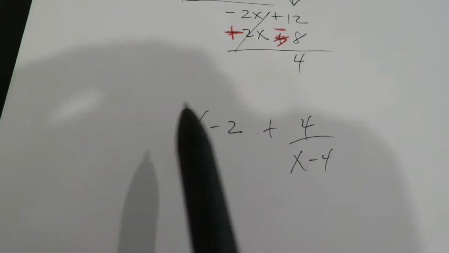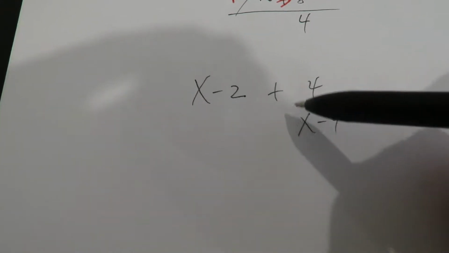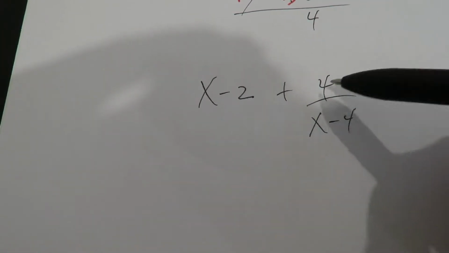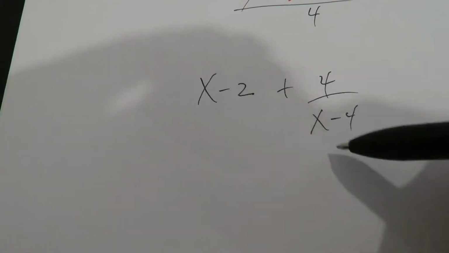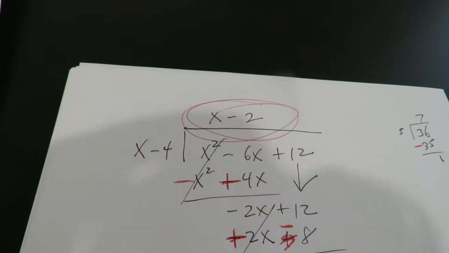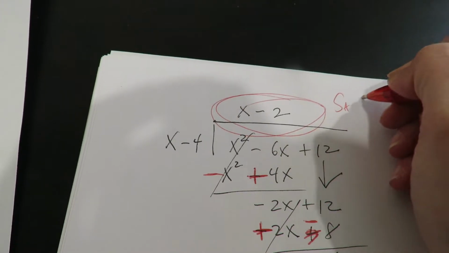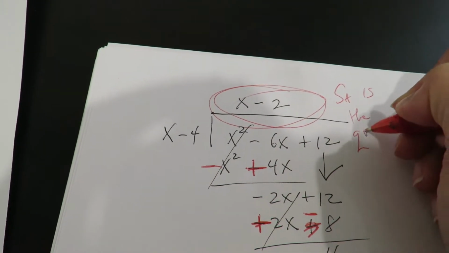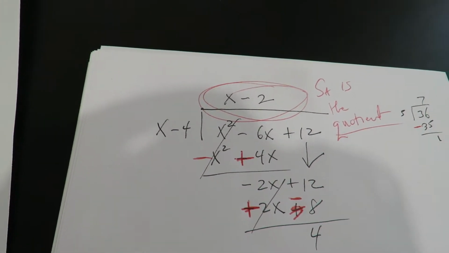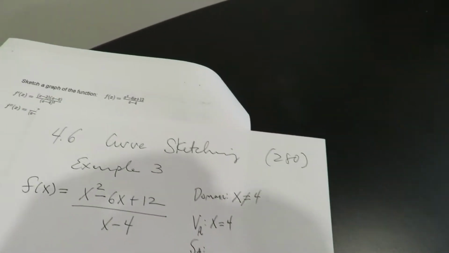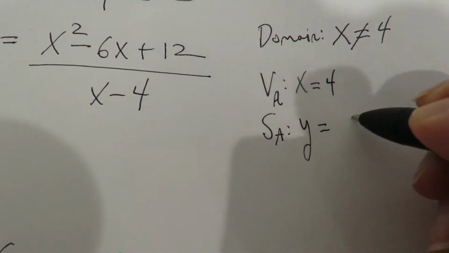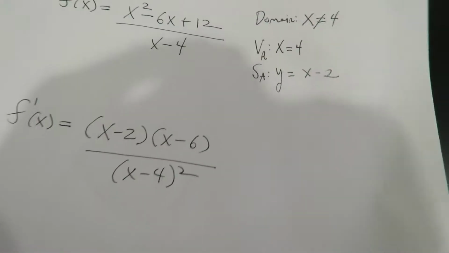Now what happens as you go to infinity? This part goes to infinity, but the limit of this part goes to 0. So that's why this part doesn't play a role in the end behavior, because this collapses to 0. So what you're looking for is this. This is the slant asymptote. The slant asymptote is the quotient. It's always the quotient. So I'm just going to write that y equals x minus 2.